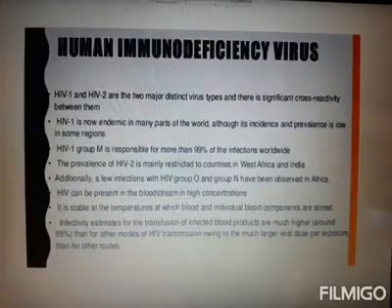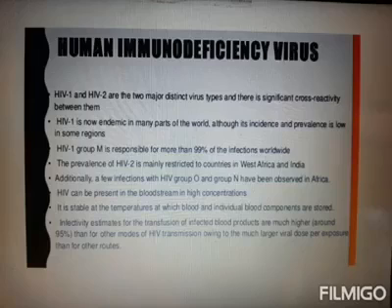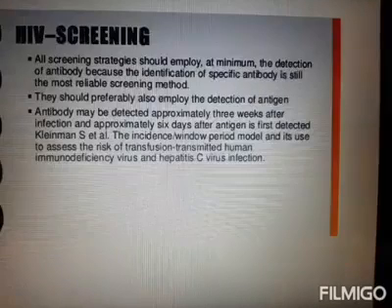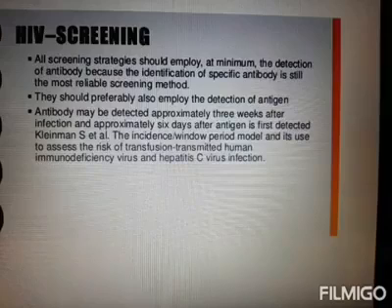The infectivity estimates for the transfusion of infected blood products are much higher, around 95%, than for other modes of HIV transmission, owing to the much larger viral dose per exposure than for other routes. So it is therefore expected to screen the blood before transfusing into the body of the patient. As a result, the screening of blood before transfusing is highly recommended.